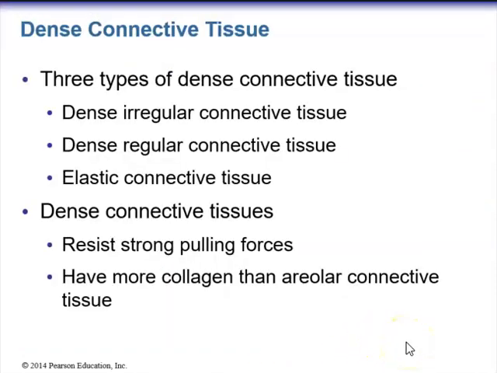So those were the three types of loose connective tissue. We now are getting into our dense connective tissue, again, part of the connective tissue proper. So we have three types of dense connective tissue. We have dense irregular connective tissue, dense regular connective tissue, and elastic connective tissue. We know that dense connective tissues are able to resist strong pulling forces and have more collagen than areolar connective tissue.